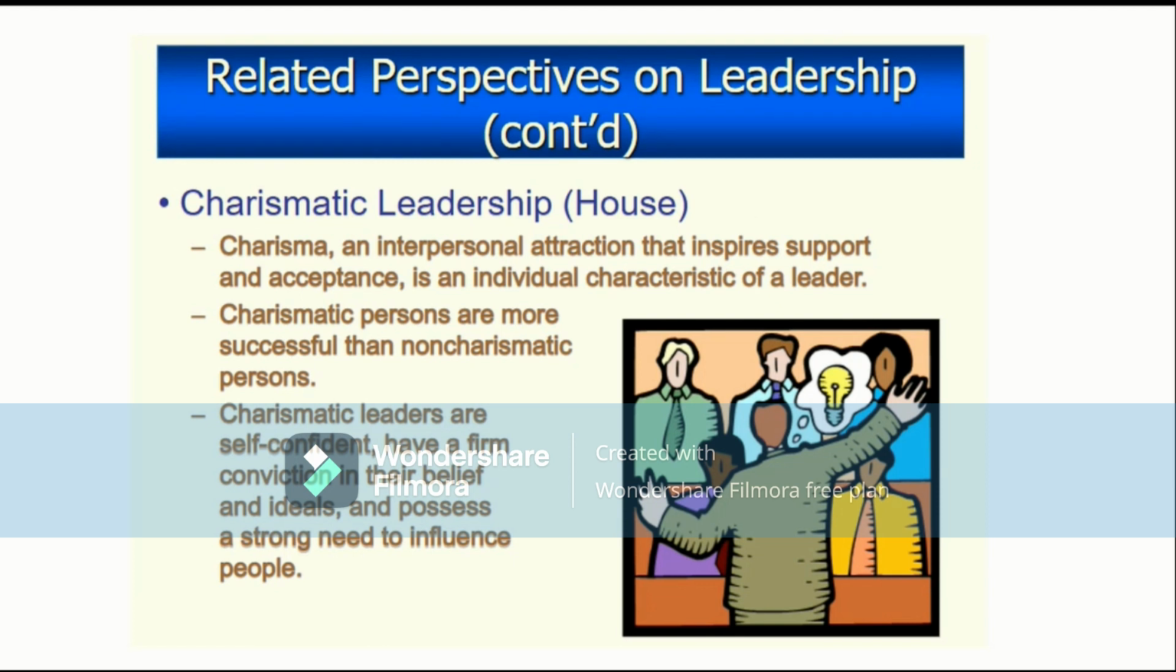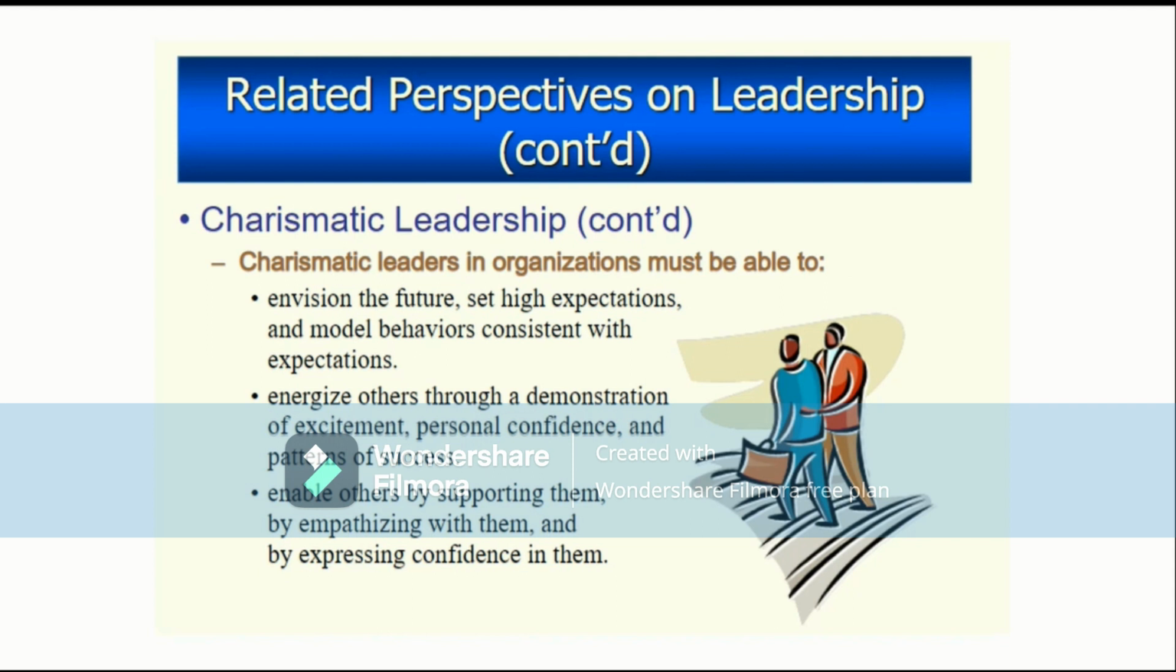Charismatic leadership ideas are quite popular among managers today, and they are the subject of numerous books and articles. Charismatic leaders in organizations must be able to envision the future, set high expectations, and model behavior consistent with those expectations, energize others through a demonstration of excitement, confidence, and a pattern of success, and enable others to support them by empathizing with them and expressing confidence in them.